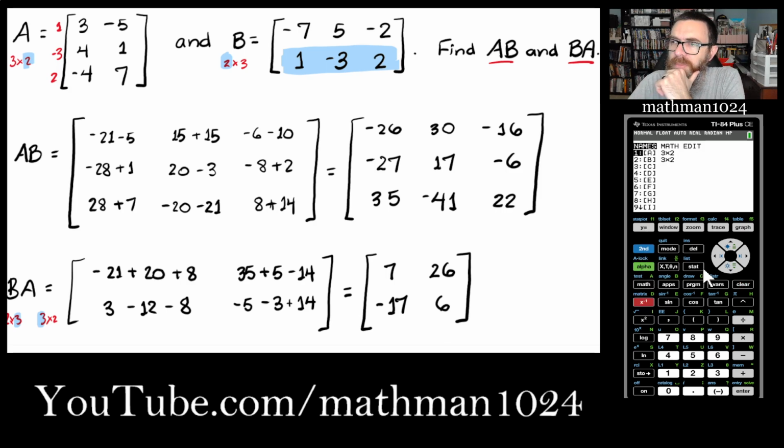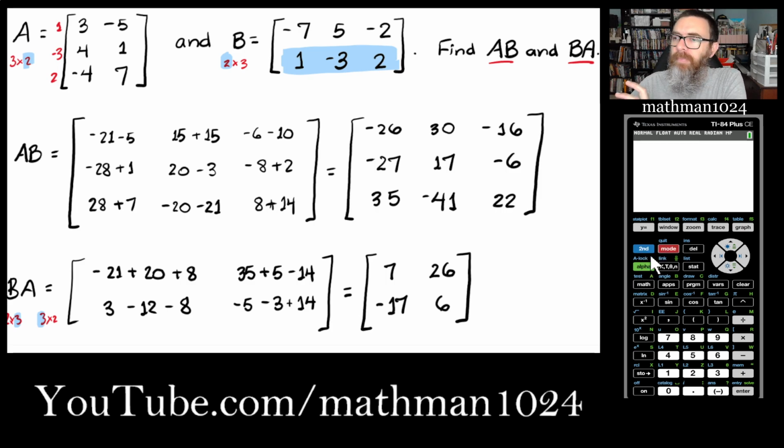So we need to create these matrices. Let's see. Let's edit A. So A is still 3 by 2. We have 3, negative 5, 4, 1, negative 4, and 7. Make sure you quit out of this and then go back to your matrix. Let's edit matrix B, which we said is a 2 by 3 matrix composed of entries negative 7, 5, negative 2, 1, negative 3, and 2.